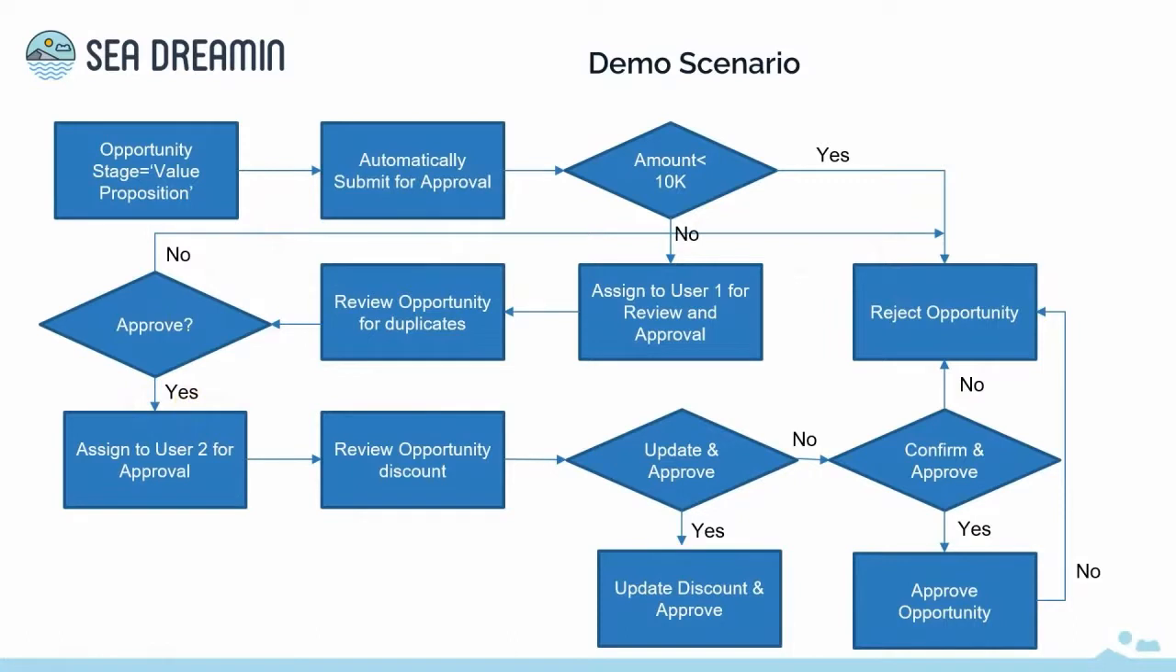The second user is going to review the opportunity for the discount, and he will get three different actions as part of this review process. He can either update the discount amount and approve the opportunity, or he can confirm the current discount amount and approve it, or he can reject the opportunity. So this is what we are going to implement as part of this flow orchestrator.